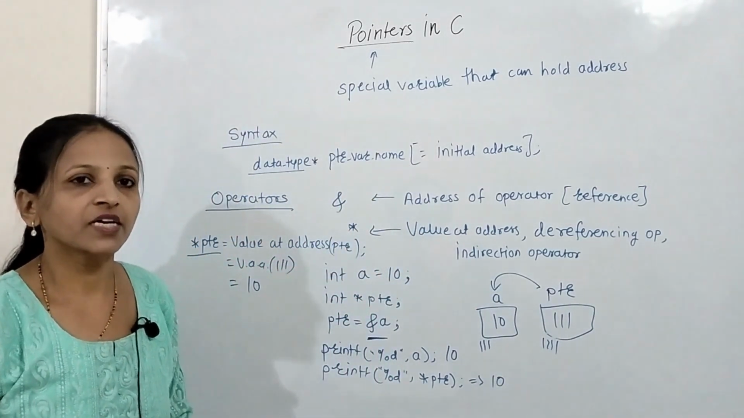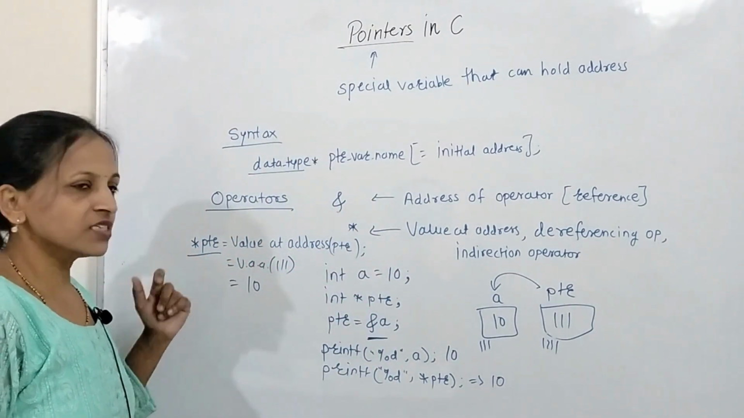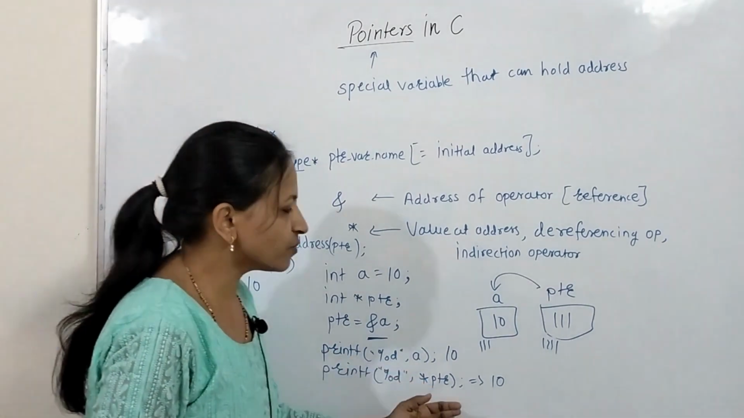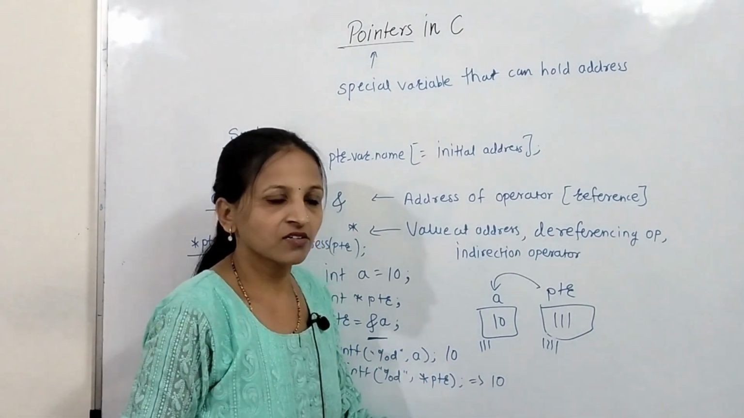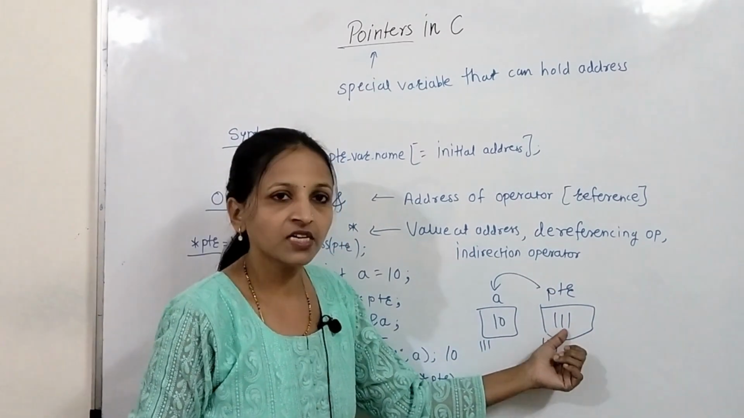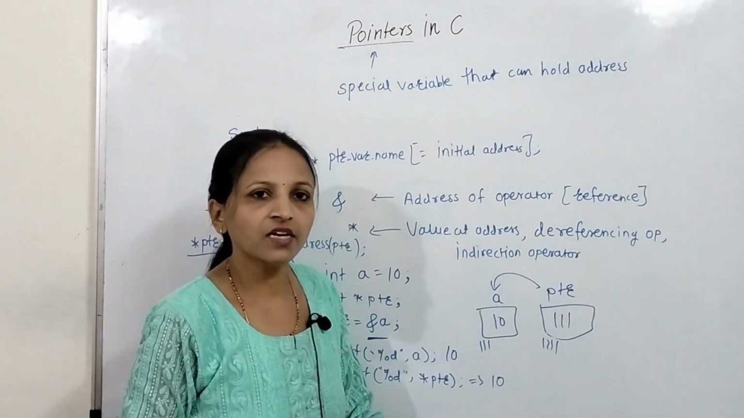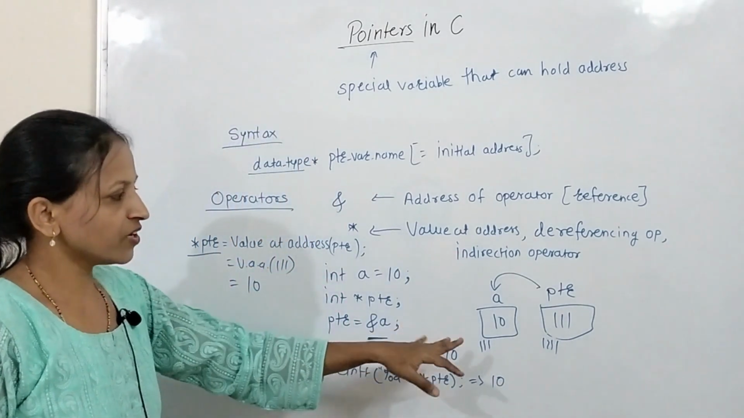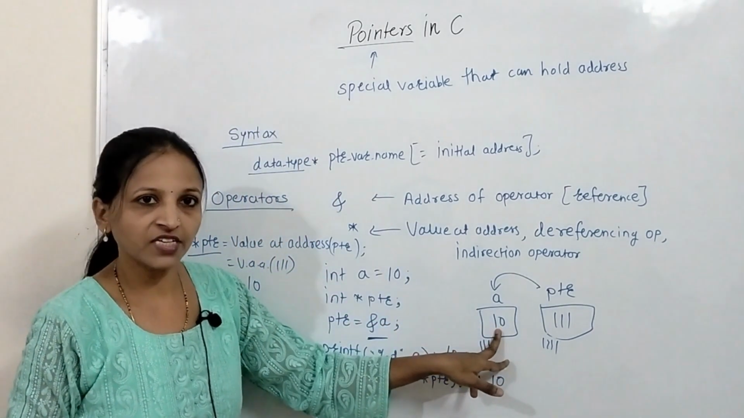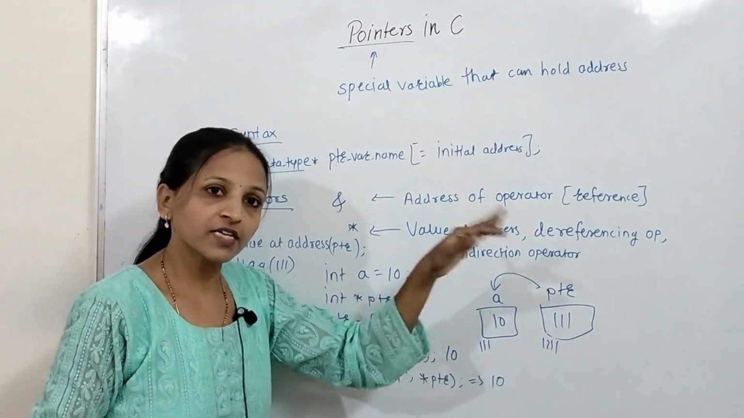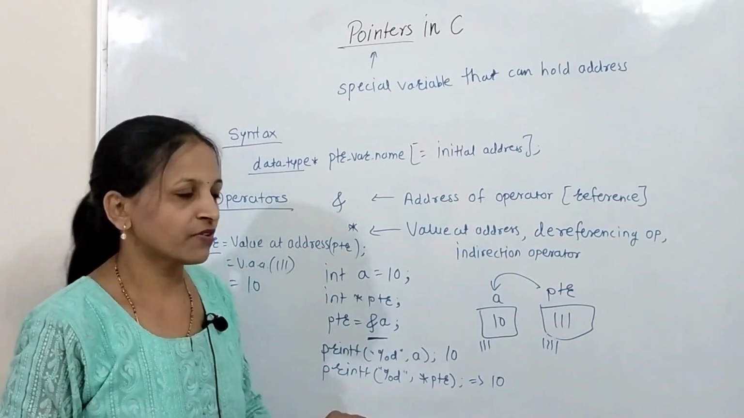This is nothing but the indirection operator. In this way we can use star ptr, meaning value at address ptr. What are the contents of this ptr? 111. Value at address 111 is nothing but 10. Indirectly you can fetch the value of any variable if you know the address of that variable, in this way.